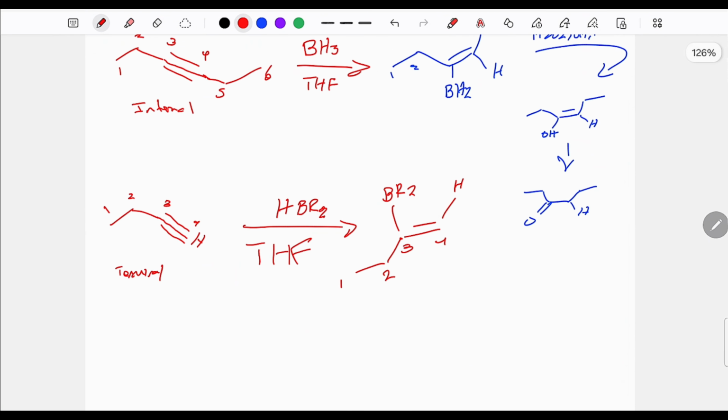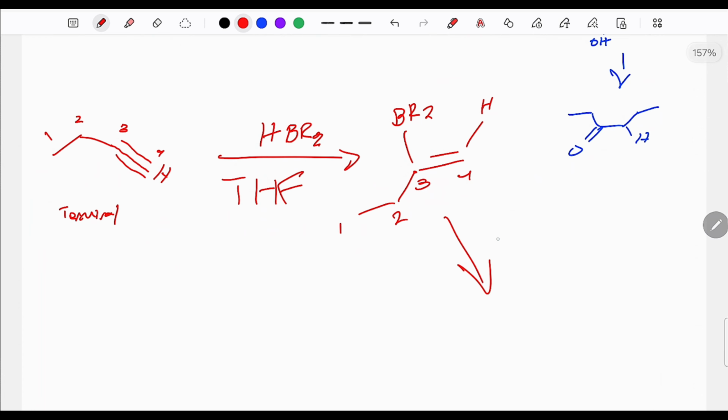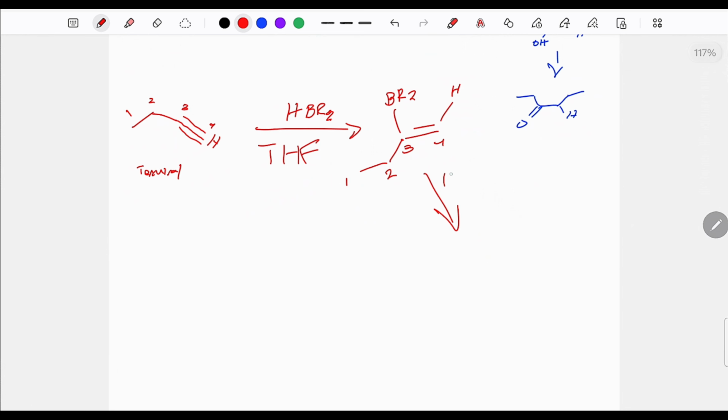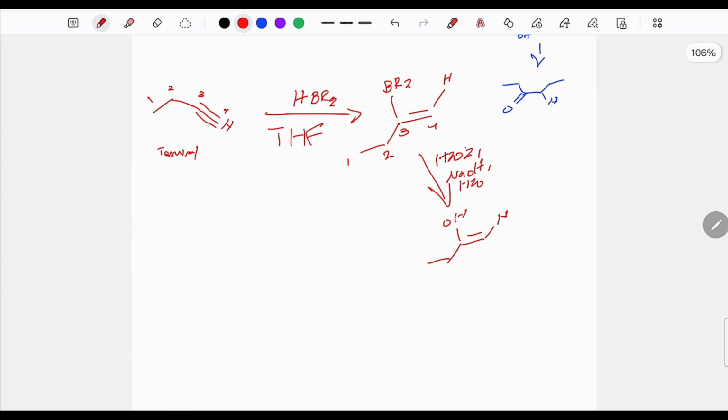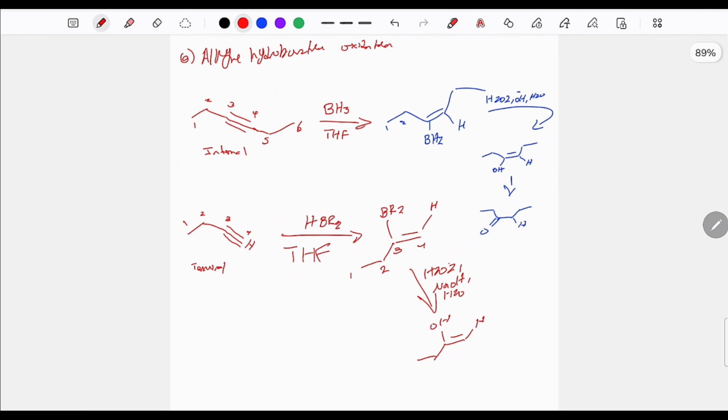BR2 and H over there, upon oxidation with hydrogen peroxide and sodium hydroxide and water. That gets me the enol form. And in this scenario, I'm getting that enol form and oh, sorry about that.